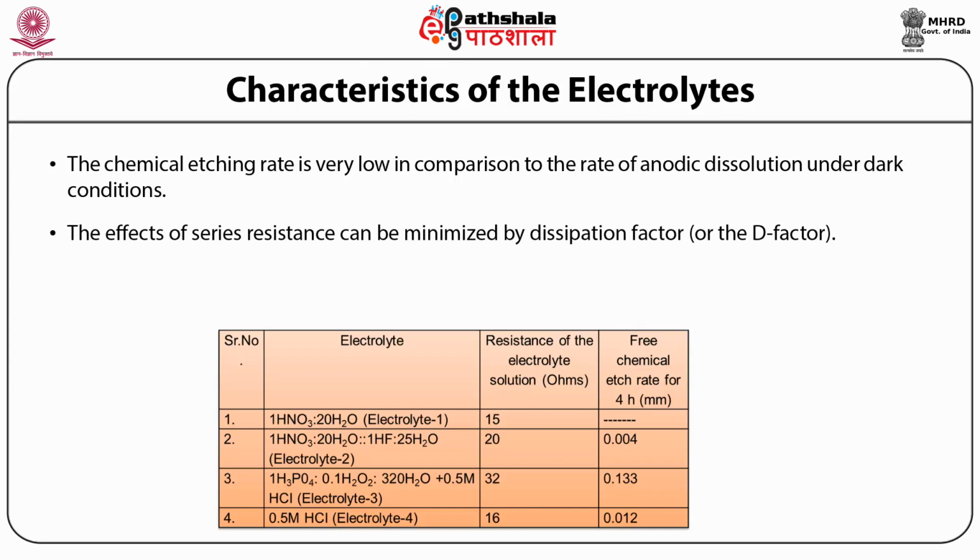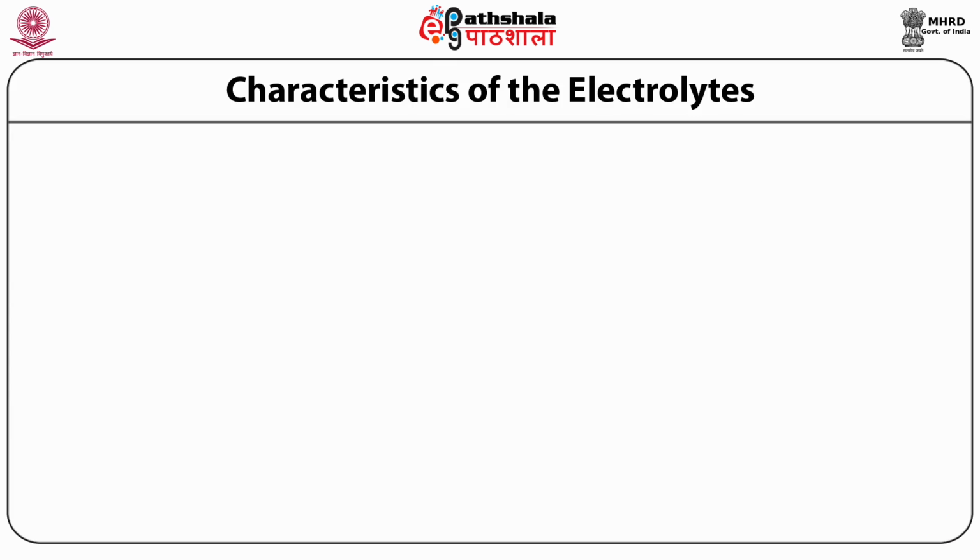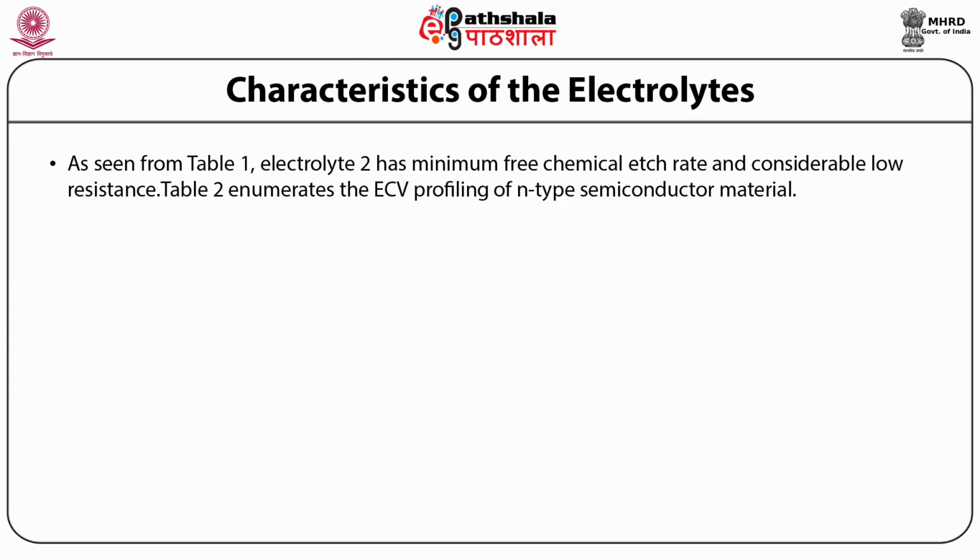The effects of series resistance can be minimized by the dissipation factor or D factor. The D factor can be obtained by taking the inverse of the quality factor Q of the model circuit of the electrolyte semiconductor interface. The lower the D factor, the lesser is the effect of the series resistance. As seen from Table 1, electrolyte 2 has a minimum free chemical etch rate and considerably low resistance. Table 2 enumerates the ECV profiling of N-type semiconductor material.